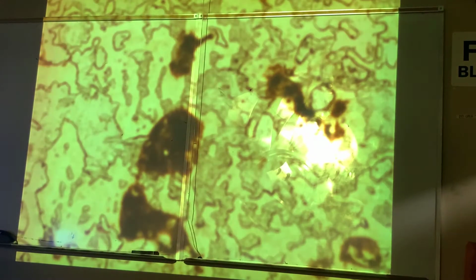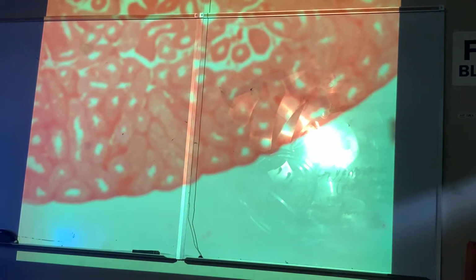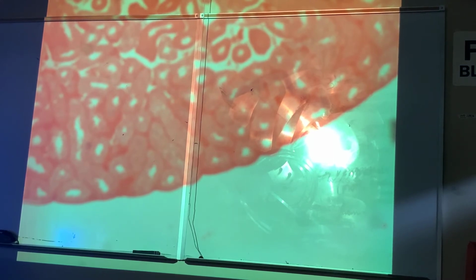Okay, so for the testes, what you're gonna look at is cross-sections of seminiferous tubules. And in the wall of the seminiferous tubule, you're not gonna see epithelia. Instead, you're gonna see cells that are not in nice little layers, cells kind of all over the place in different stages of cell division.